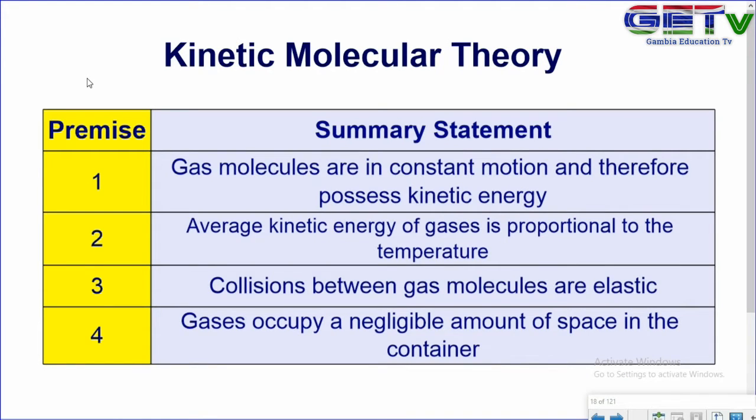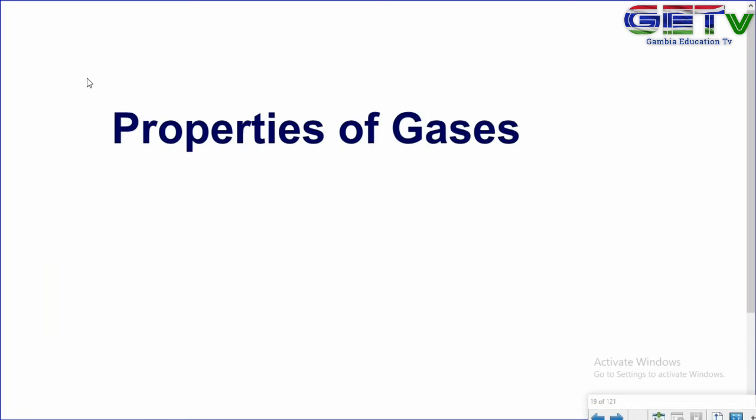So this is a summary of the four premises, or we can call them the postulates, of the kinetic theory of gases. The first one is gas molecules are in constant motion and therefore possess kinetic energy. The second postulate is the average kinetic energy of gases is proportional to the temperature. The third postulate is that collisions between gas molecules are elastic. And the fourth postulate is gases occupy a negligible amount of space in the container.